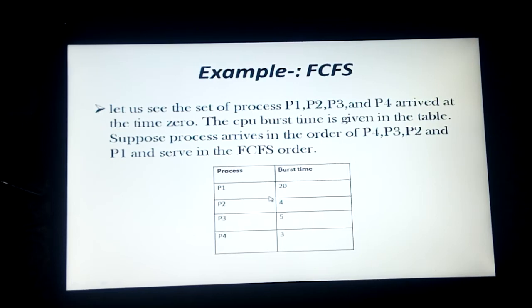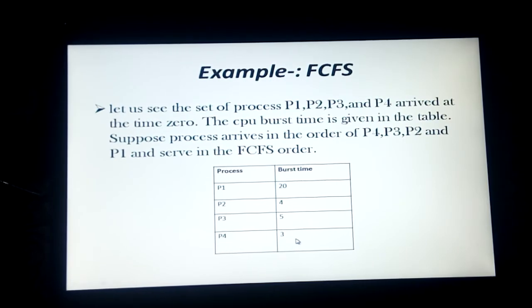P1 has the burst time 20 milliseconds, P2 has the burst time 4 milliseconds, P3 has the burst time 5 milliseconds, P4 has the burst time 3 milliseconds. According to the question, P4 has arrived first, that is the order given. So in the FCFS scheduling algorithm, the process which arrives first will execute first. So P4 will execute first. P4 has the burst time 3.